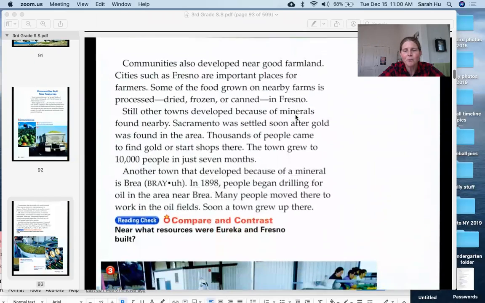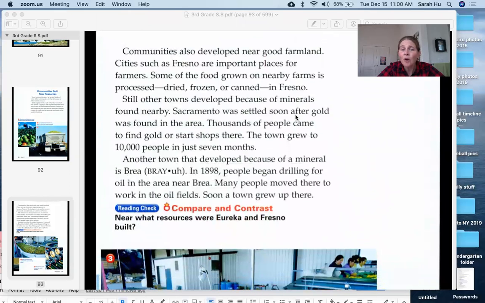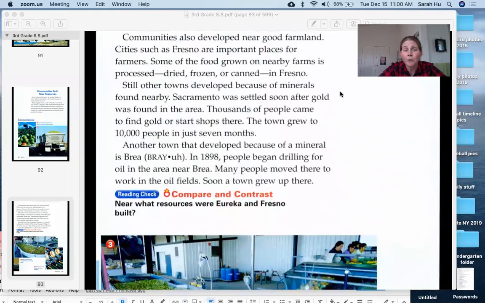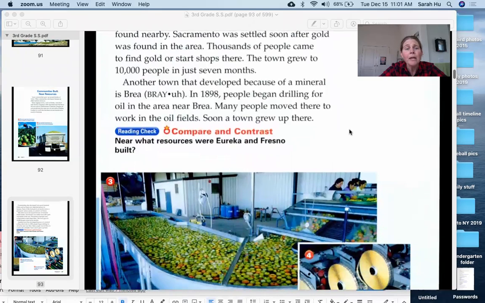Okay, you'll have to turn the page. This is page 57. Communities also developed near good farmland. Cities such as Fresno are important places for farmers. Some of the food grown on nearby farms is processed, dried, frozen, or canned in Fresno. Still, other towns developed because of minerals found nearby. So it's another natural resource, minerals. Sacramento was settled soon after gold was found in the area. Thousands of people came to find gold or start shops there. The town grew to 10,000 people in just 7 months. Another town that developed because of a mineral is Brea.